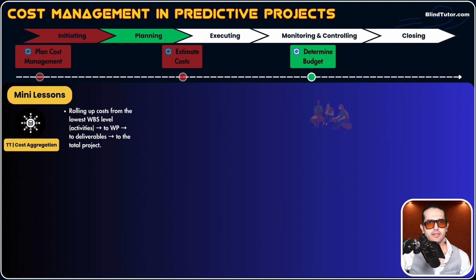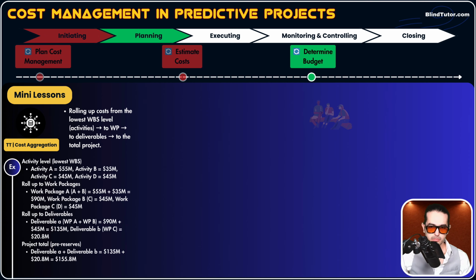So guys, cost aggregation means rolling up costs from the lowest WBS level to work packages, then control accounts, and then deliverables to the total budget. Please feel free to read the example. The second tool and technique that we're going to use in determining budget is reserve analysis.